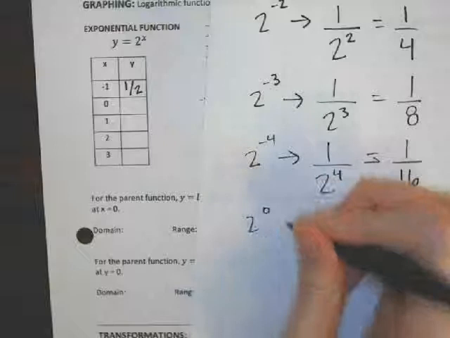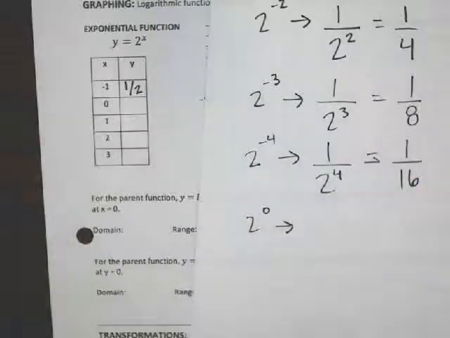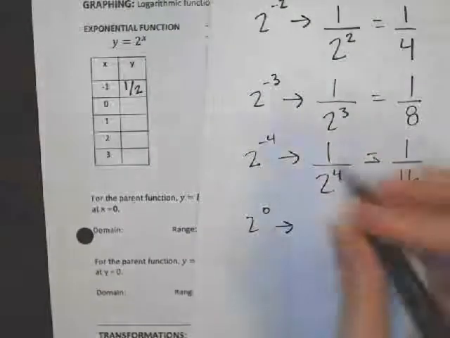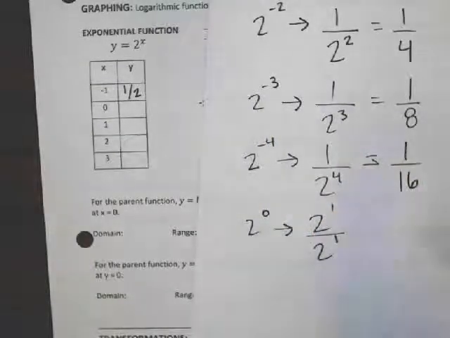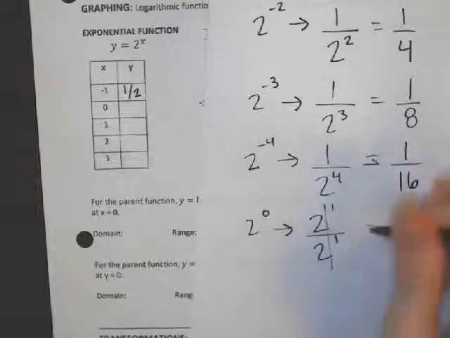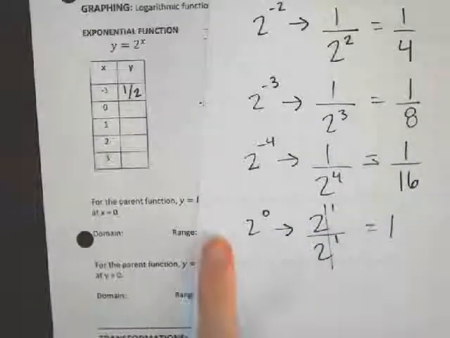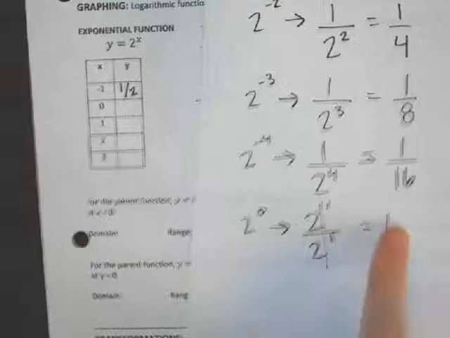What happens when we get 2 to the 0 power? Do we remember what that is? 1. It's 1, because it means that it canceled itself out. Remember 2 to the 1? It divided itself out to equal 1. That's what the 0 power means. Anything to the 0 is 1.